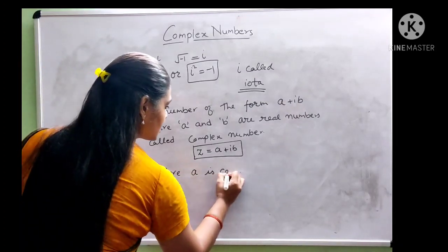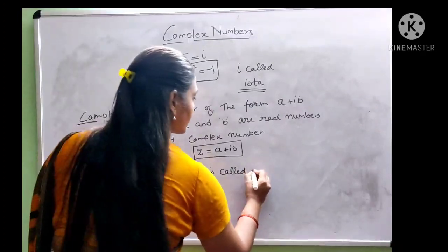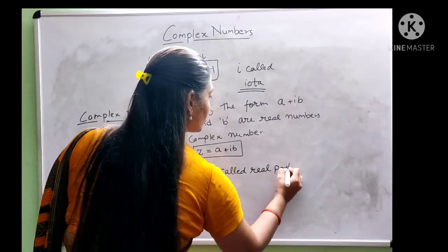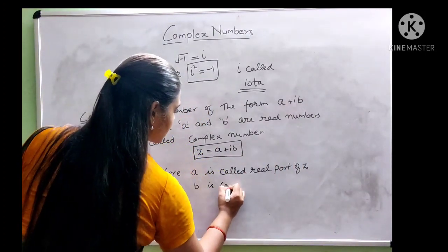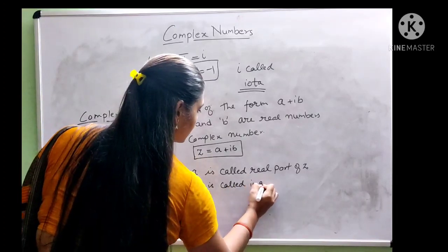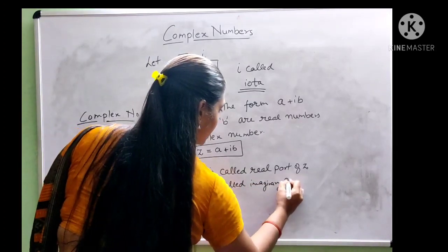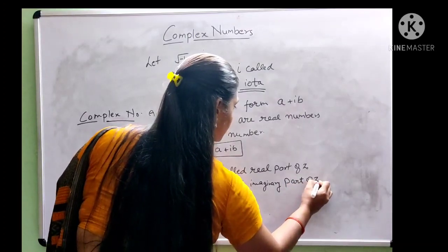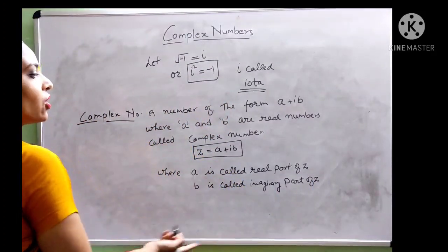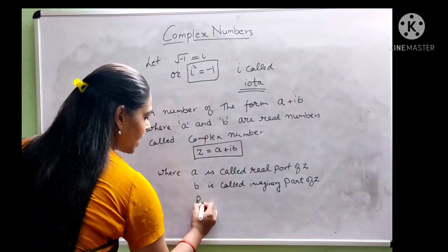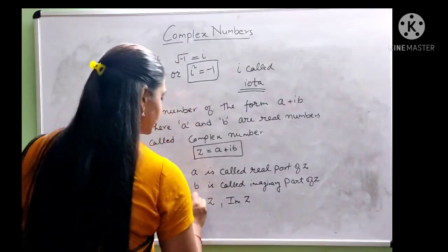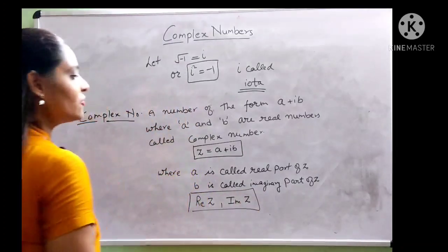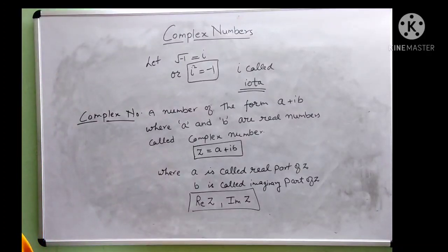a is called the real part of the complex number and b is called the imaginary part of the complex number z. The real part of z is represented by Re z and the imaginary part is represented by Im z. So these are the representations of the real part and imaginary part of a complex number.